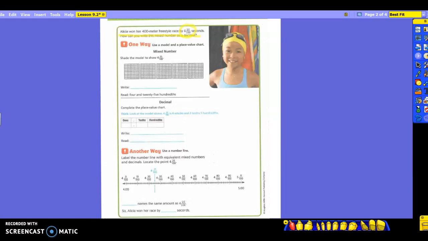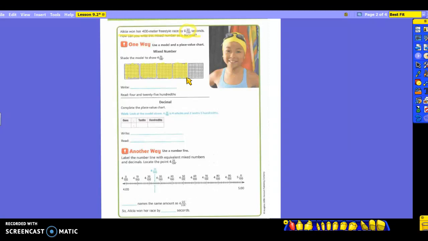So for the first one, we want to shade the model to show 4 and 25 hundredths. So how many wholes do I have? 4. So that means I'm going to shade all of this one, all of this one. Just do it quickly. It doesn't have to be perfect. So all 4, well, 4 of them. This last one is going to be a little different. What am I going to shade in that last one?